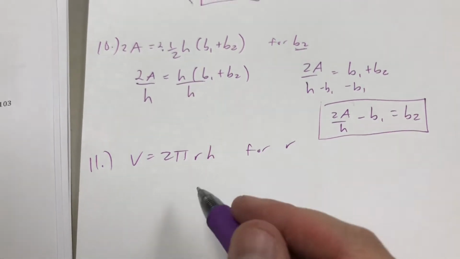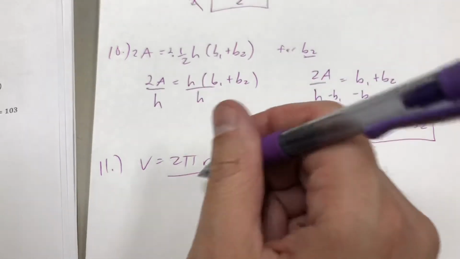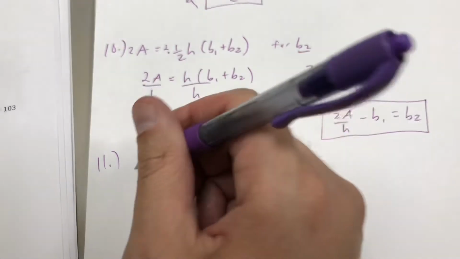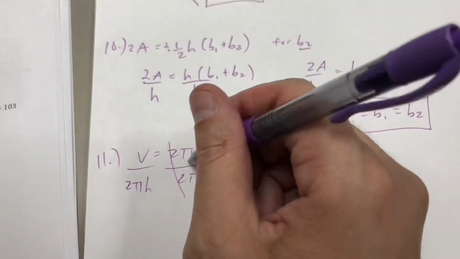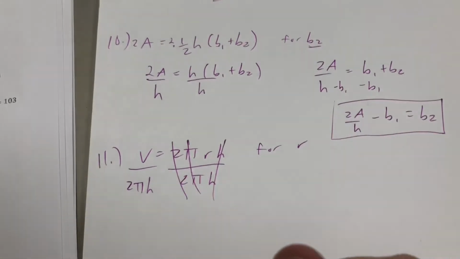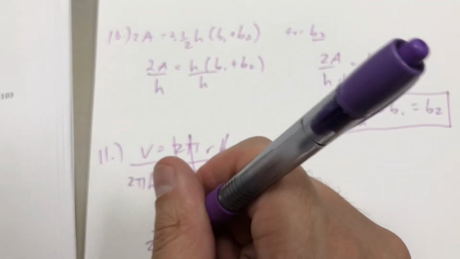What's being done to r? Well, r is being multiplied by 2, and by pi, and by h. So why don't we divide it by 2 pi h, and 2 divided by 2 is 1, pi divided by pi is 1, h divided by h is 1. We have 1r is equal to v over 2 pi h.